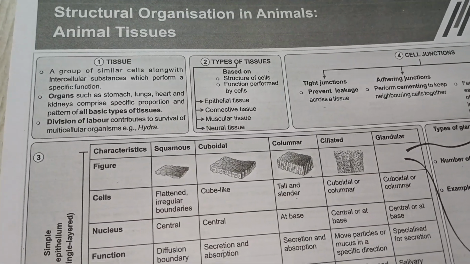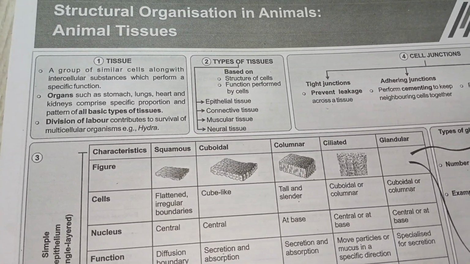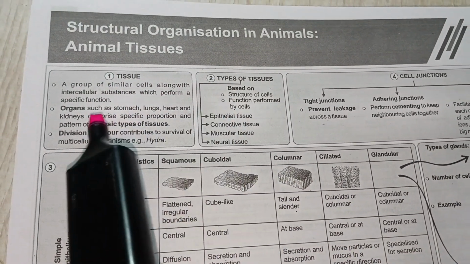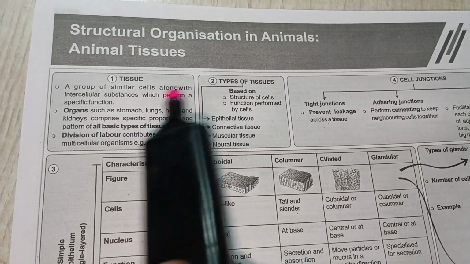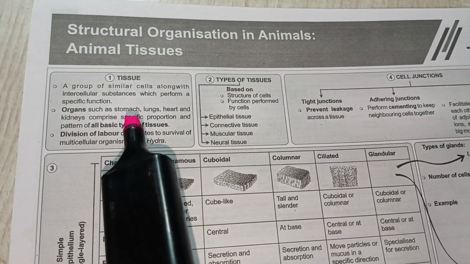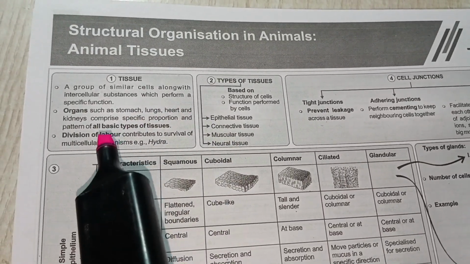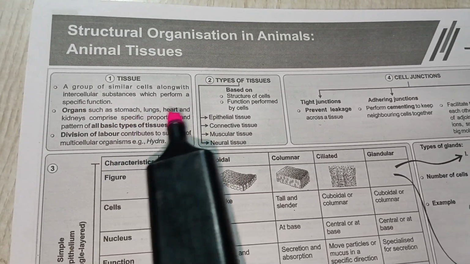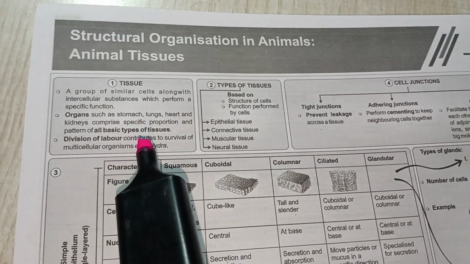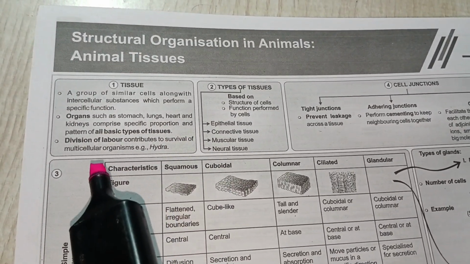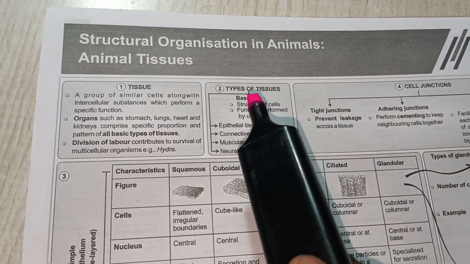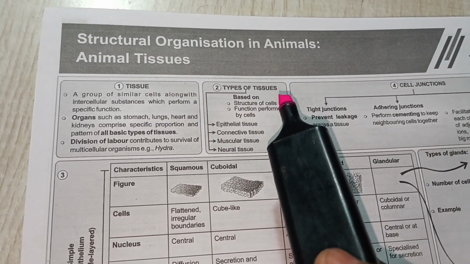First of all, see here the first topic is the tissue. What is a tissue? A group of similar cells along with intercellular substances which perform a specific function. Organs such as the stomach, lungs, heart, and kidney comprise specific proportions and patterns of all basic types of tissues. Division of labor contributes to the survival of a multicellular organism. Example: Hydra.